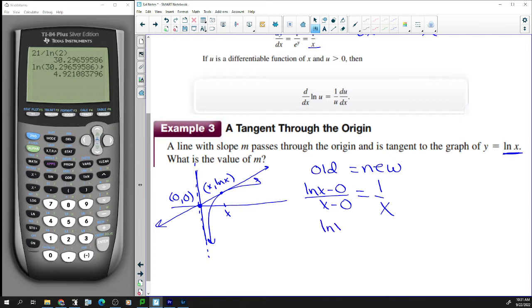This is natural log of x over x is equal to 1 over x. Well, if we have 3/5 is equal to x over 5, what does x have to be? Must be 3, right? Has to be 3. If the denominators are the same, we don't have to worry about the denominators. We can kind of throw those out for now. And we just need natural log of x equal to 1. As long as that's the same, then those two fractions will be equal to each other.